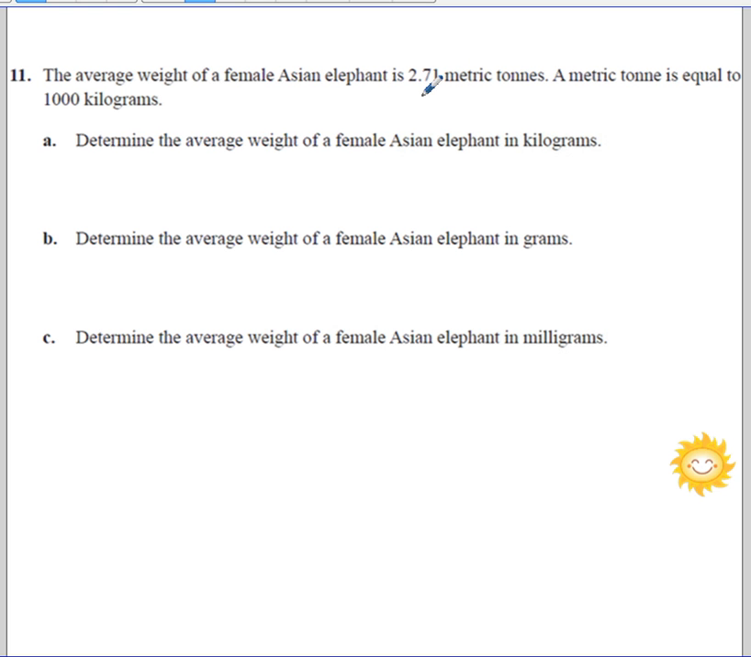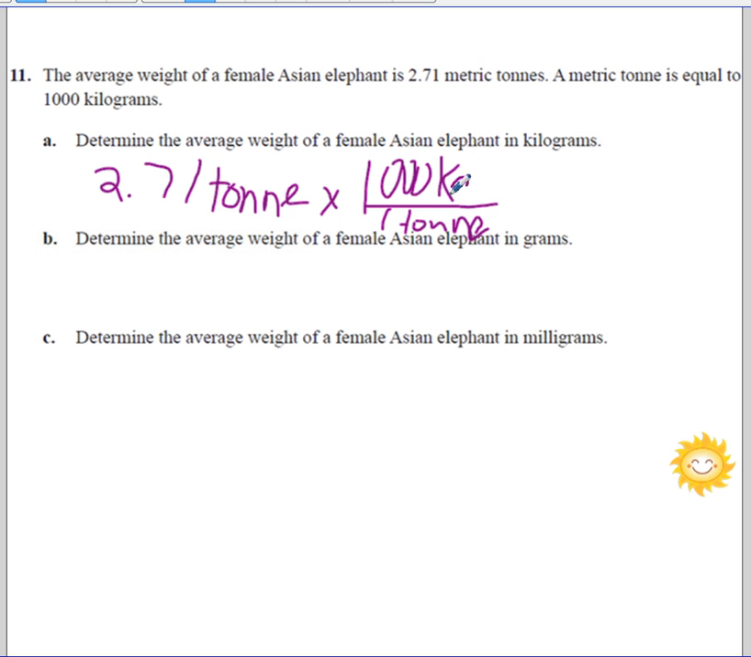And so to do that, it says that a metric ton is equal to 1,000 kilograms. And so we will do 2.71 ton. And our unit conversion is 1 ton equals 1,000 kilograms. So using that unit fraction, we can see that we need to multiply the 2.71. And we get 2,710 when we move that decimal 3 spaces to the right, or multiply by 1,000. And so now we have it in kilograms.